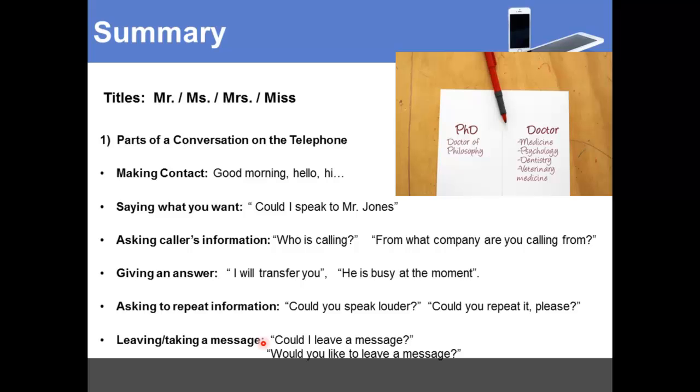Si ven, el primero es el que lo va a dejar. Could I leave a message? ¿Puedo dejar un mensaje? Y el otro es, ¿le gustaría dejar un mensaje? Porque le estamos preguntando a la persona. Would you like to leave a message?